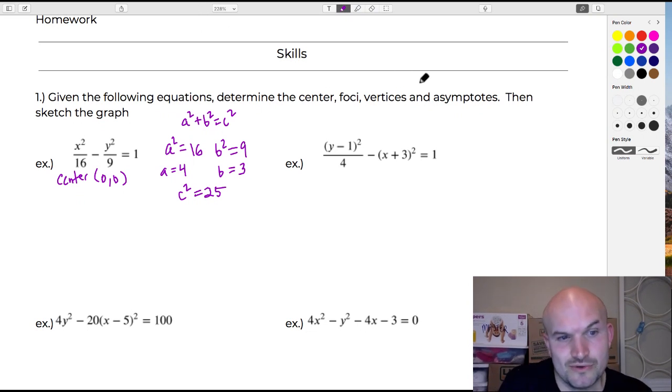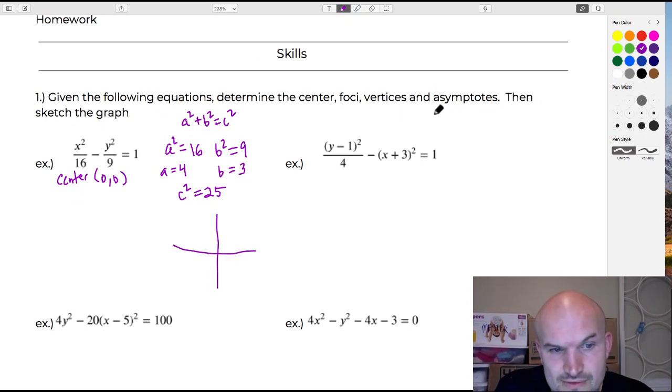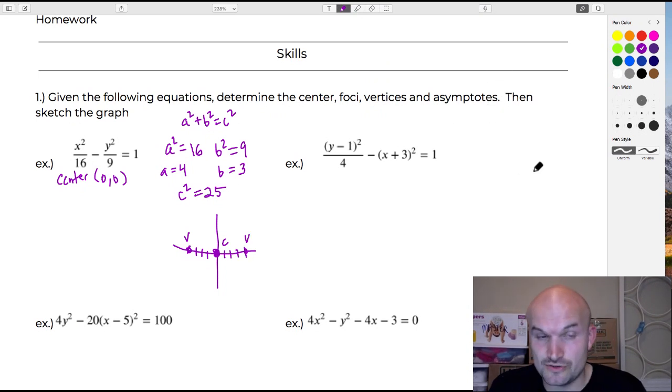So the best thing I think to do for this is just to sketch the graph, just so you can get a visual of what's going on here. So we have the center here at 0, 0, and I'll put a nice little C here to represent that. Since my a squared again is under my x, that means my vertices are going to be going left and right from that center. So I'm just going to go left 4 units, 1, 2, 3, 4, and right 4 units. There's your vertex and your vertex.